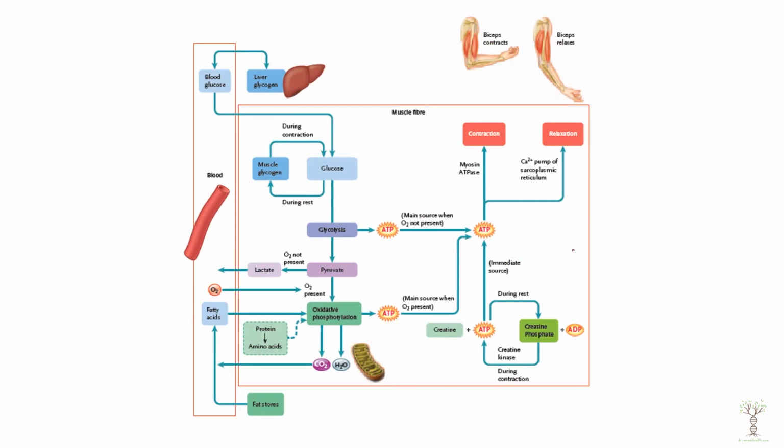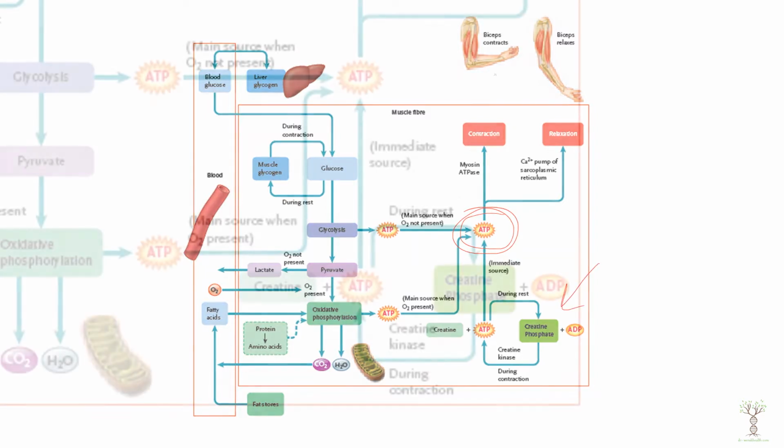In this slide, we have a summary of all three processes. I'm going to zoom in to each process. All of them will eventually make lots and lots of ATP. So first, we will zoom in here to our creatine phosphate.